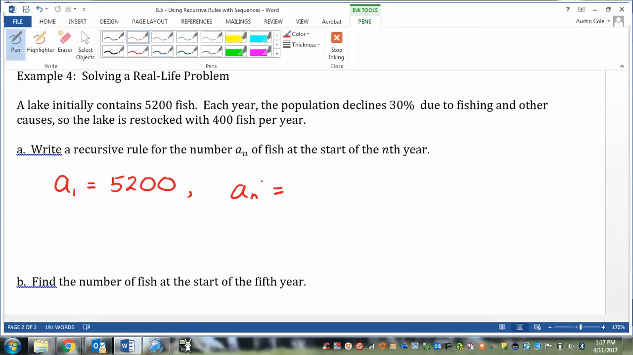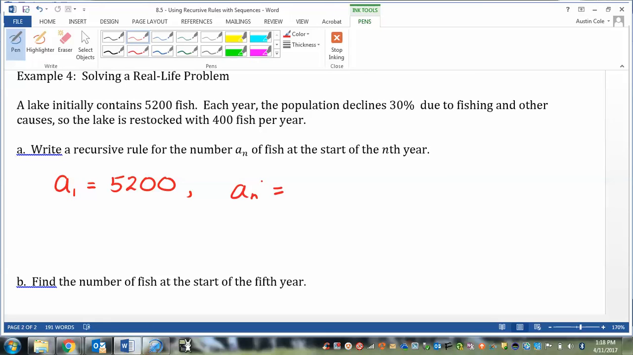Because remember that pendulum swing that we had last class? It traveled 80% as far as it did the time before it. We didn't put 20% in the equation, the amount that it lost. We put the amount that it's keeping. So it's losing 30% of its fish, but how much is it keeping? 0.7. Does that make sense?